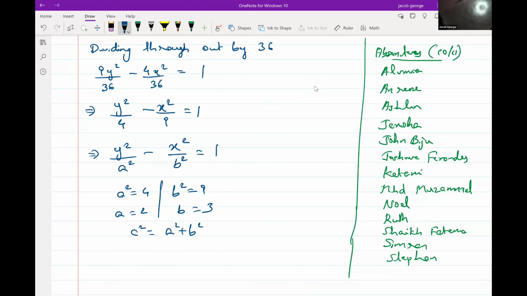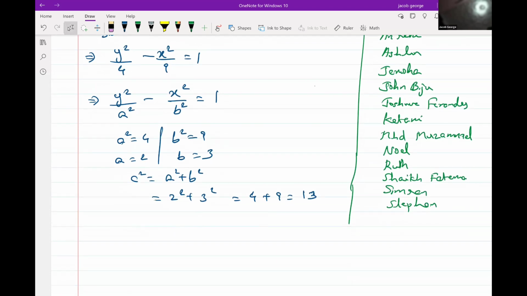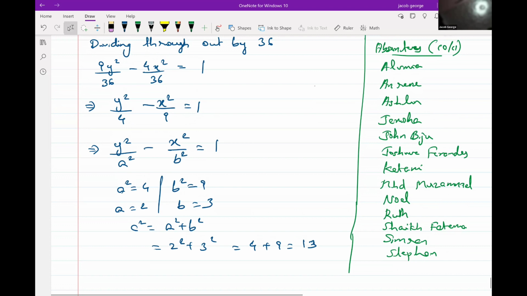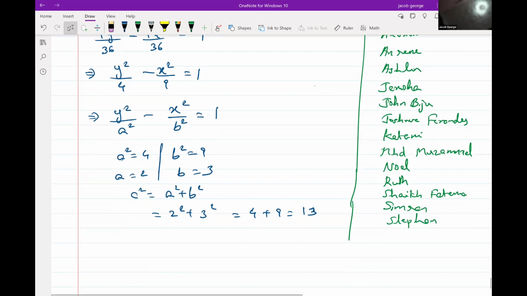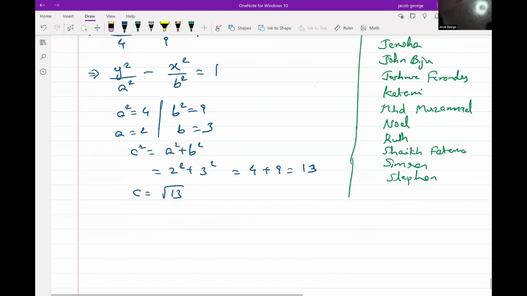a square plus b square, that is 2 square plus 3 square, which means 4 plus 9 equal to 13. c square is 13. Okay, so now we write c. c is root 13.